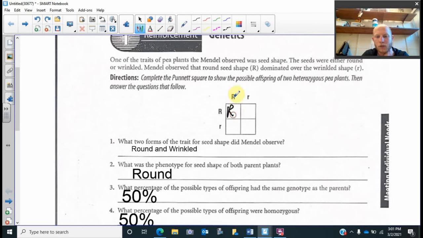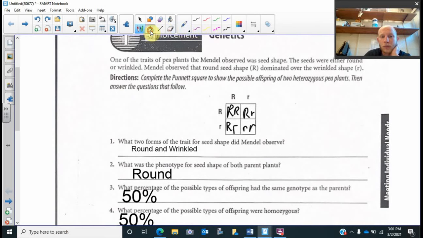So this R comes down. This R comes down again. This little r comes down. And this little r comes down. Now I come over to the side. This big R's passed over here. Big R's passed over here. This little r's passed over. This little r's passed over. Okay? So now we have our Punnett square that's filled out.